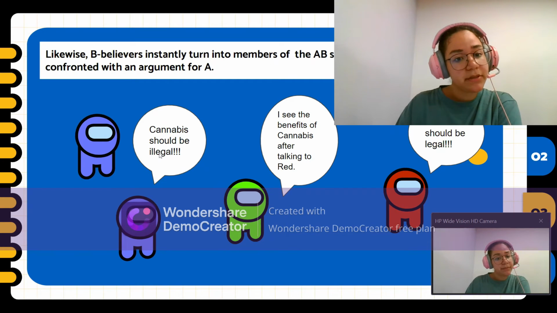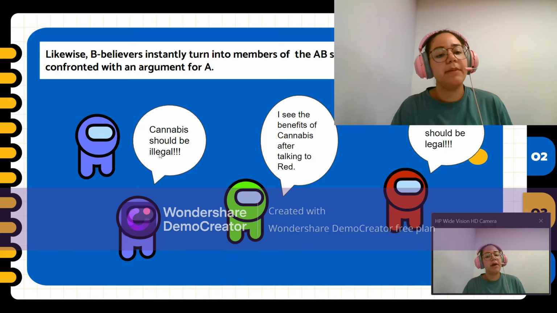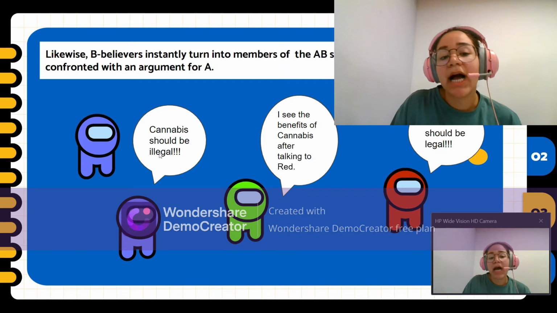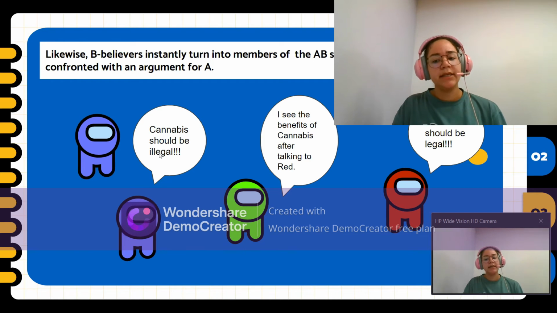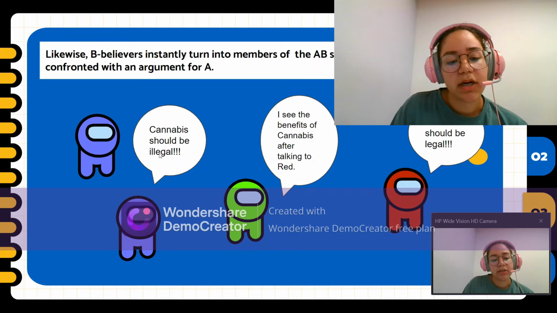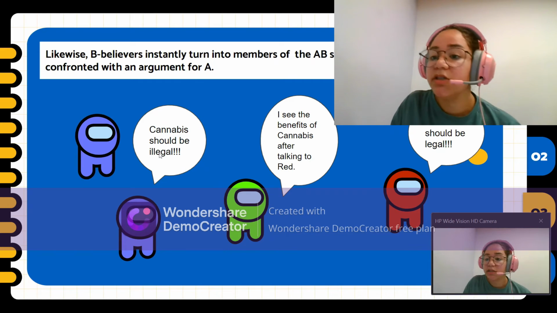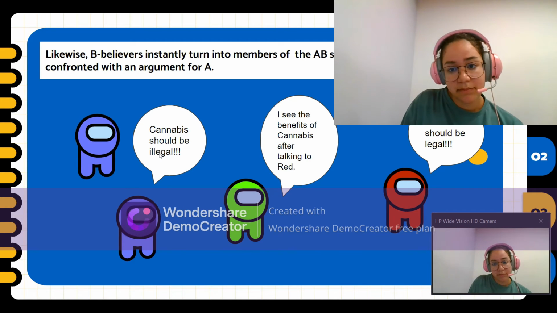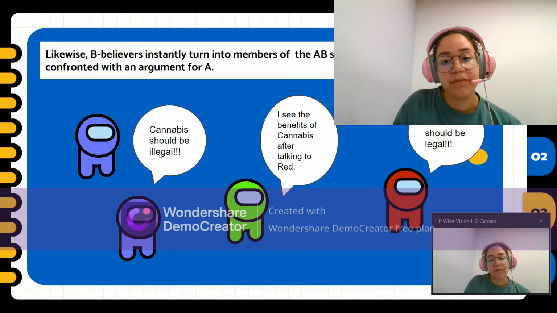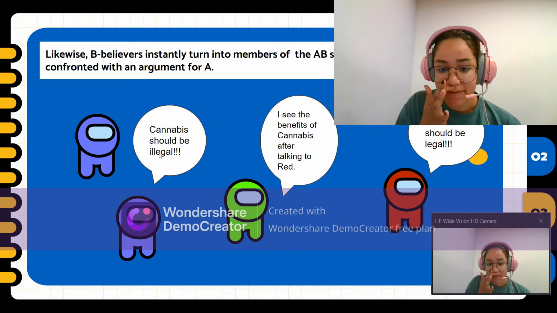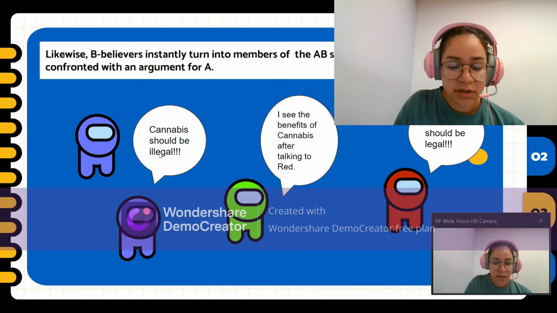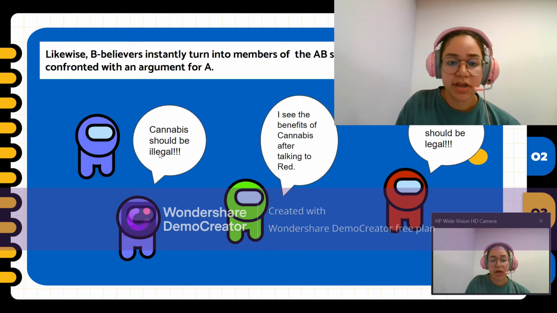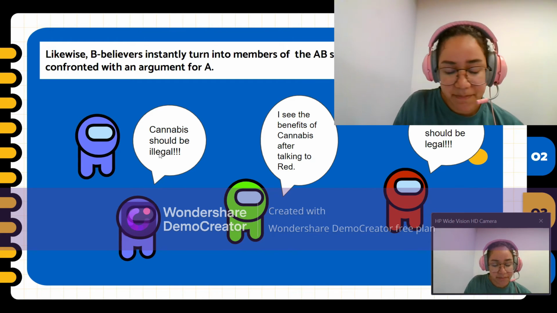Likewise, B believers can instantly turn into the AB subpopulation when confronted with an argument for A. Similarly, on the blue side, cannabis should be illegal, and on the red side, cannabis should be legal. Once a blue member talks to a red person, they become green and they're still in the AB subpopulation, as they see the benefits of cannabis after talking to red. The green and pink people are in the same group. I just differentiated them depending on whether their starting point was red or blue.